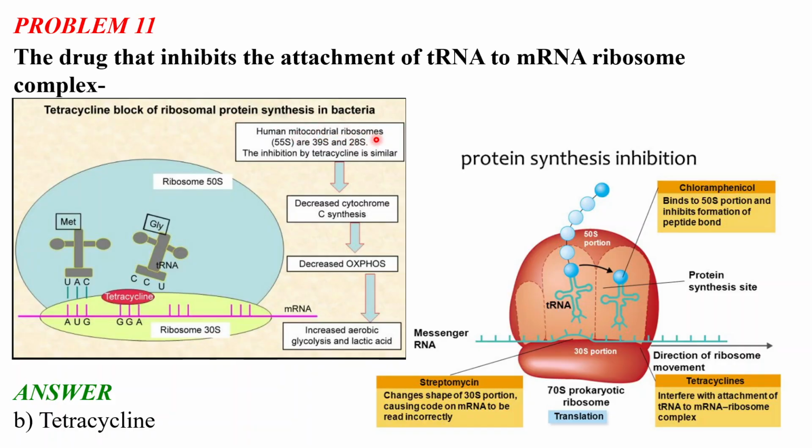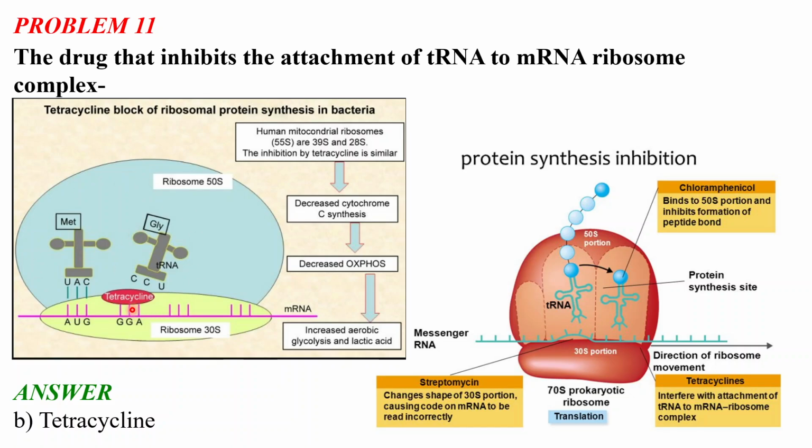In the human mitochondrial ribosome, the 55S is made of the 39S and 28S. The inhibition by tetracycline is similar: decreased cytoplasm synthesis, decreased OXPHOS, and increased aerobic glycolysis and lactic acid. So tetracycline blocks ribosomal protein synthesis in bacteria like this.